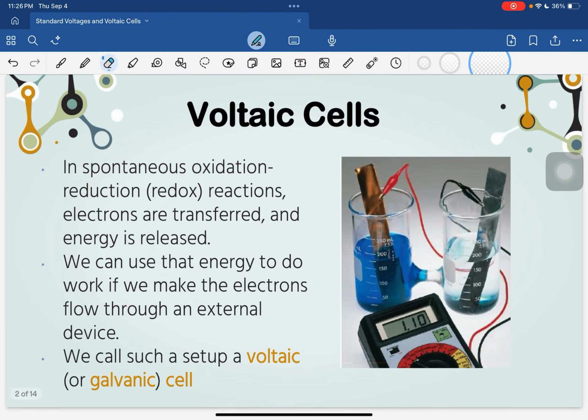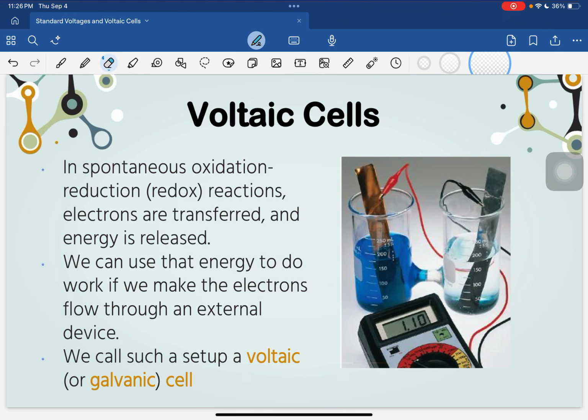So what are voltaic cells? In spontaneous oxidation-reduction, or redox, reactions, electrons are transferred, and when this happens, energy is released. We can use this energy to do work if we make the electrons flow through an external device. We call such a setup a voltaic cell, or sometimes a galvanic cell.